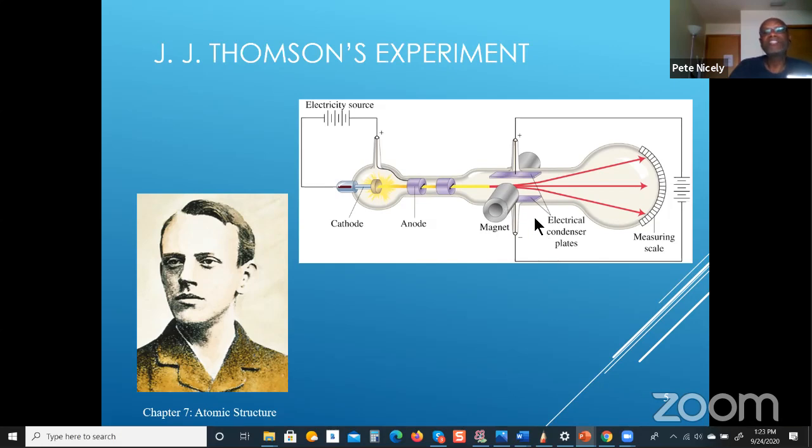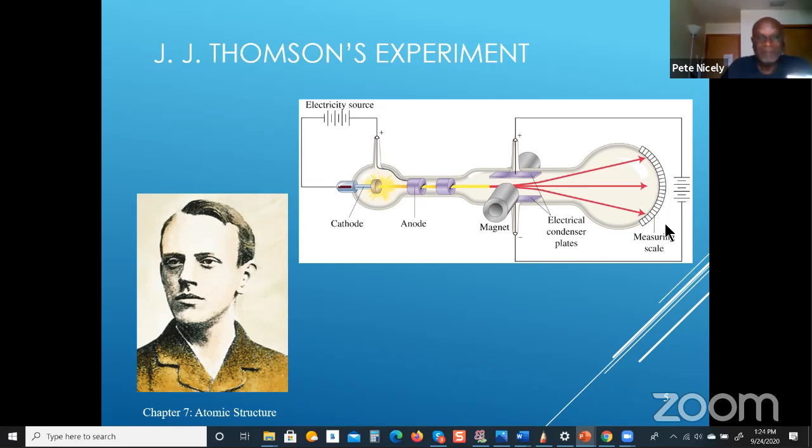Now, in this region, you have two magnetic poles, and you have two electrical condenser plates. And what is done here is that the electric field and the magnetic fields are adjusted so that you can have the deflection of the beam. So as you can see here, the beam can be deflected up, or if there's no field here, then the beam will just pass right through, or it can deflect down, right? And you have a scale here which measures the angle of deflection, all right?